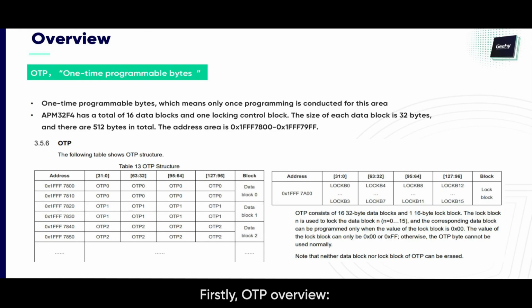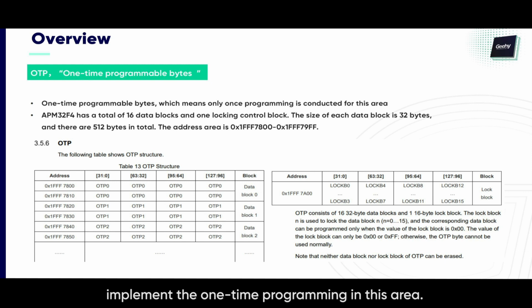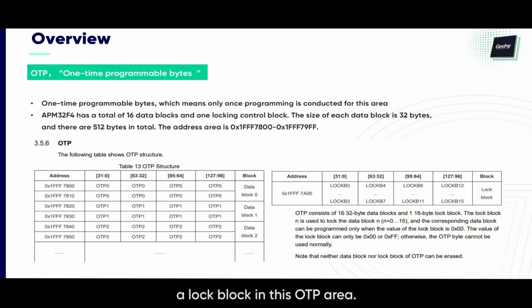Firstly, OTP Overview. OTP, One-Time Programmable bytes, which means that we can only implement one-time programming in this area, unlike our flash, which can be programmed multiple times. As to the APM32F4 product, there are a total of 16 data blocks and a lock block in this OTP area. Each data block is 32 bytes, totaling 512 bytes.